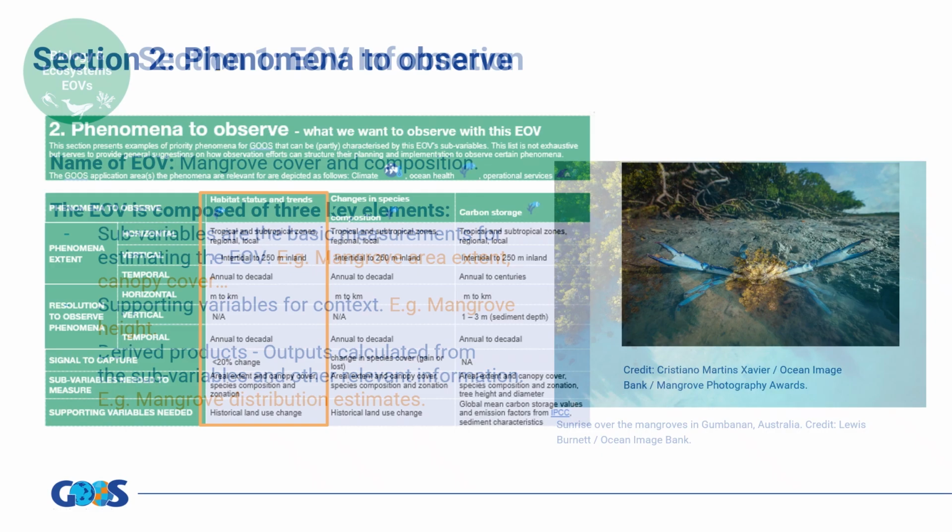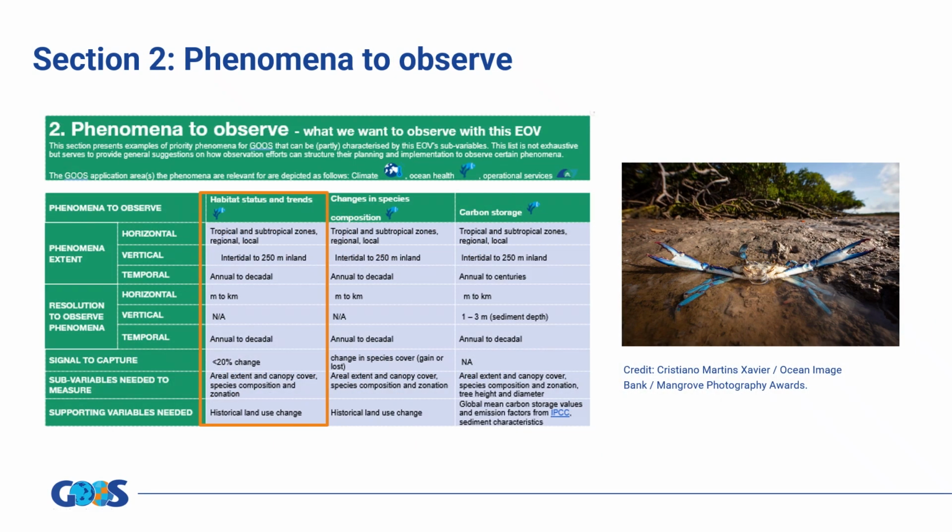The table of the second section is dedicated to phenomena that can be characterized by EOV subvariables. Here we see, for example, that monitoring mangrove cover and composition helps us understand three phenomena: habitat status and trends, changes in species composition, and carbon storage. This only includes examples, and the list of processes and events that could be captured with this EOV is not exhaustive, but it helps illustrate the types of phenomena or processes that can be observed with this EOV.